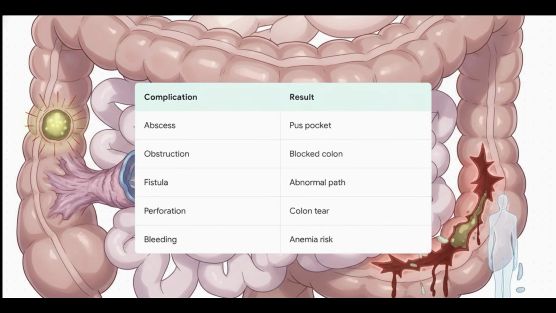For complications, several can arise from diverticulitis. One is an abscess, which is a pocket of pus caused by bacterial infection. There's also intestinal obstruction, which happens when the swelling is narrowing or blocking the colon. A fistula, which is an abnormal passageway that forms between the bowel and another organ, such as the small intestine, bladder, or vagina. Then we also have bleeding from ruptured blood vessels, which can then lead to anemia.